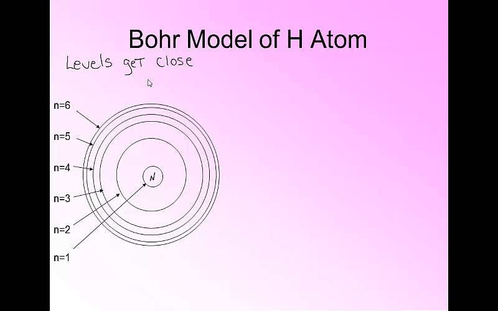There's a large gap between energy level number 1 and energy level number 2. Pretty big gap between 2 and 3, but the gaps start getting smaller the further away from the nucleus you get. Bohr also thought that the electron orbited the nucleus in perfect concentric rings. That's why this model is drawn this way.